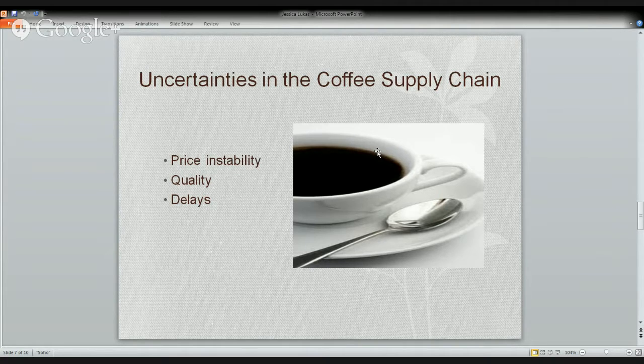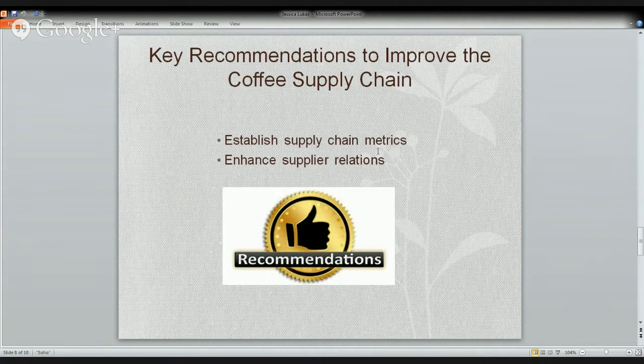Now, in order to better manage these uncertainties, managers in this coffee supply chain have to apply strategies and techniques in order to ensure these risks do not permanently cripple the success of the business, such as risk management, forecasting, and sustainable practices. Lastly, I want to talk about recommendations in order to improve the coffee supply chain.